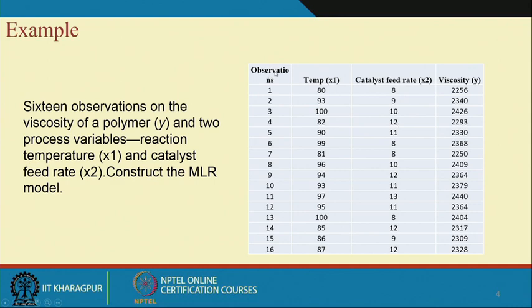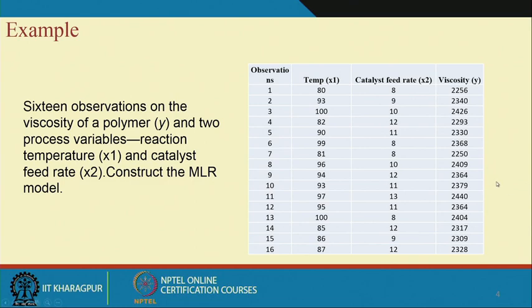Suppose an experiment is conducted and you have 16 observations, and with different temperature and different catalyst rate your viscosity values are like this. So, you see that the y values are changing, and this may be because of change in temperature and change in catalyst rate, and if they are linearly related, then we can develop a multiple linear regression.